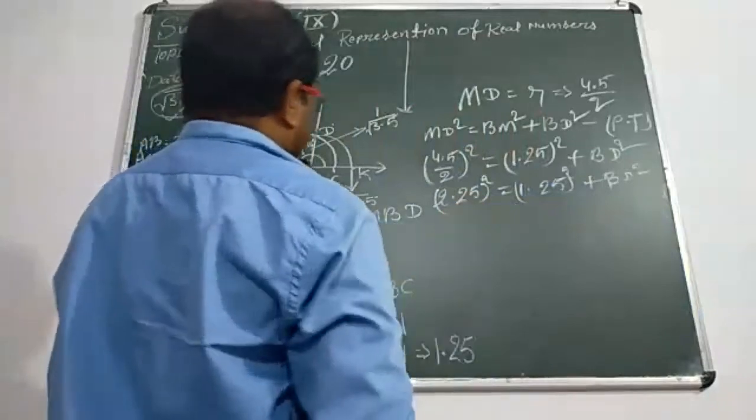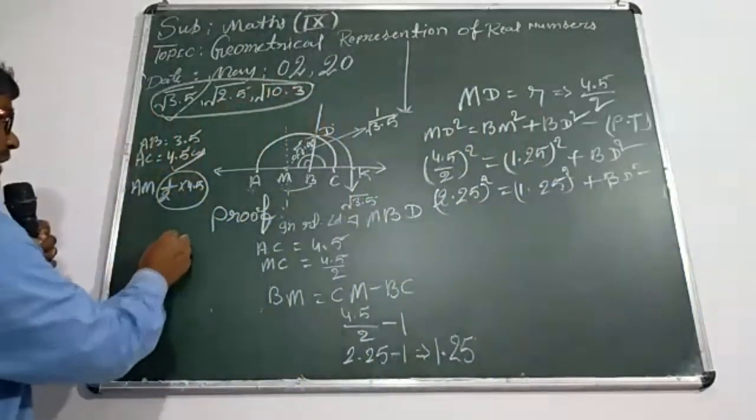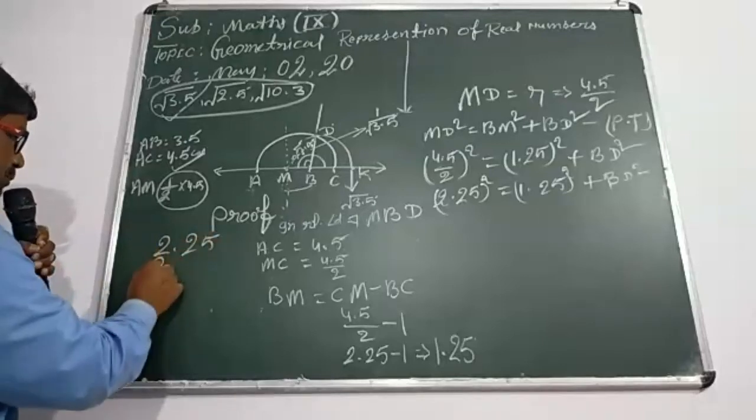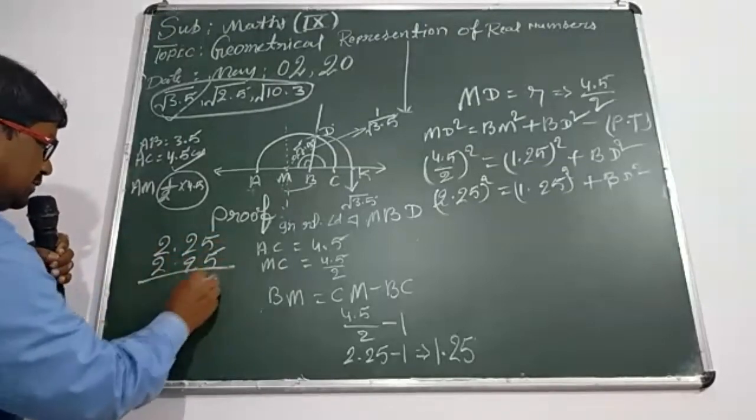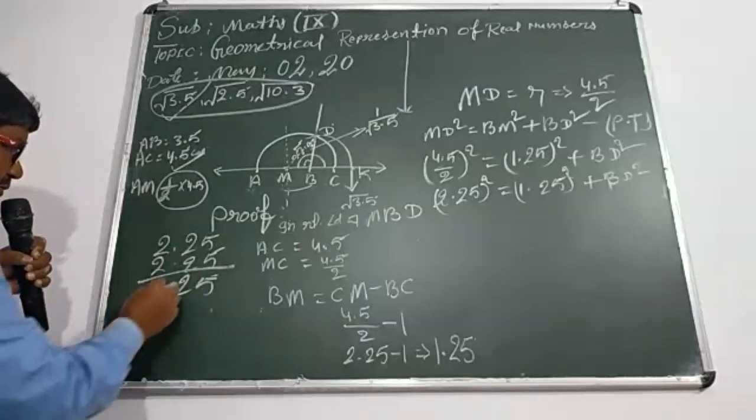Now 2.25, can you find the product? 2.25 times 2.25. Five, 2 are 10, 2 fours... this gives 5.0625. And 1.25 multiplied by 1.25.